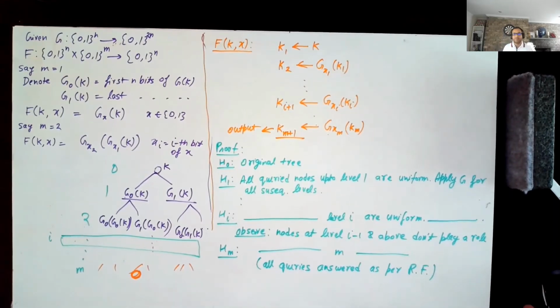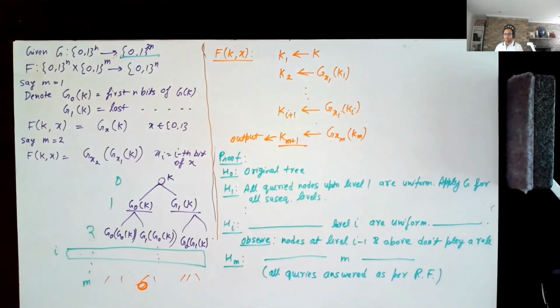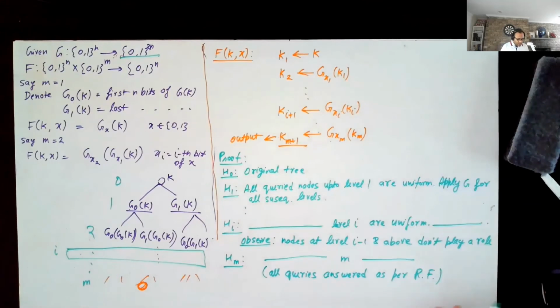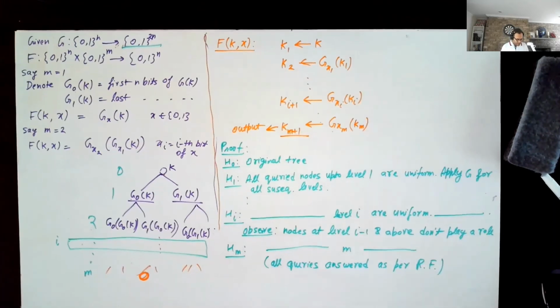The output length of F is N or M? Yeah, the output length is always N. This comes from the fact that the output length of G is 2N. So you will apply G, and you will get two children, each having output length N. Output length doesn't depend on X or its size. Okay, any questions?